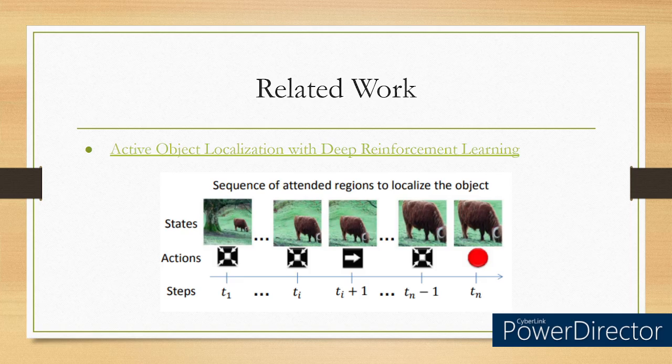And the related work I want to introduce is the first I found combining RL with object detection. It's called Active Object Localization with Deep Reinforcement Learning. The method uses deep reinforcement learning to train an intelligent agent that can gradually adjust the bounding box until it matches the target bounding box.